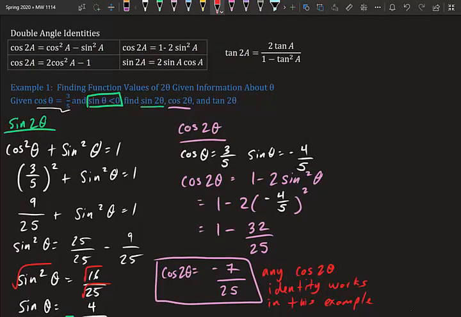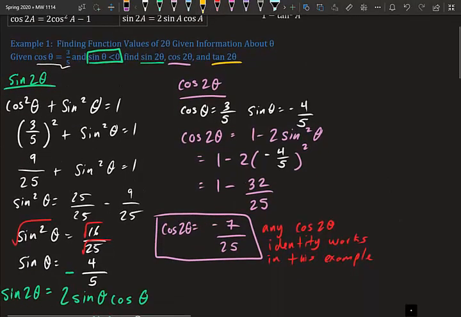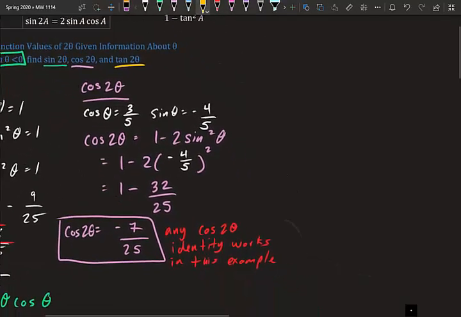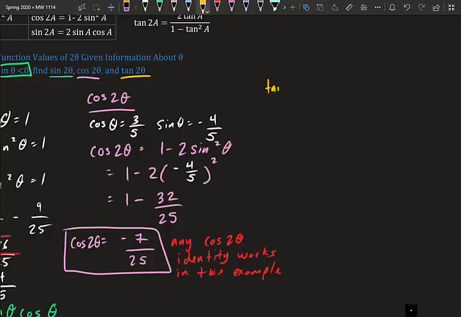All right, now, last but not least, we have to find tangent 2 theta. Now, we could use the identity. We could, but there's something else we know about tangent. We know that tangent is the same thing as sine over cosine. So tangent 2 theta is the same thing as sine 2 theta over cosine 2 theta. And we actually have those values. We have sine 2 theta and cosine 2 theta, so we're actually going to plug them in.